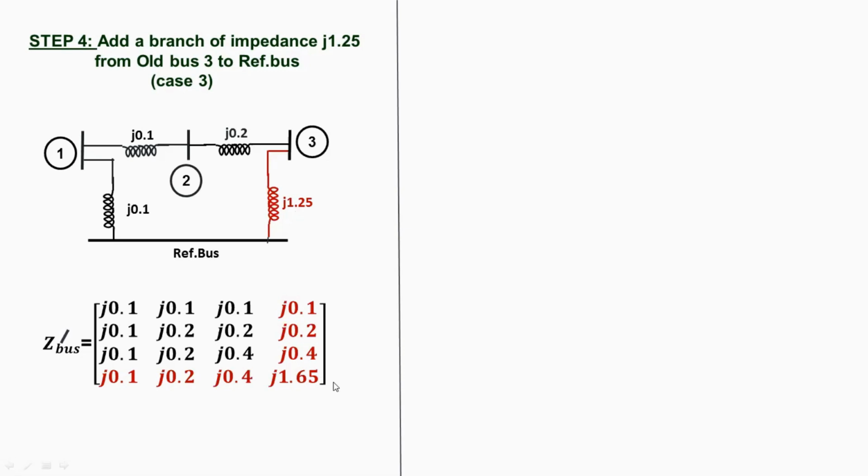Then check the order of the matrix. This is a 4 by 4 matrix, but the number of buses in this equivalent circuit is 3. These two do not match. So this is not the exact Z bus matrix of this network, so I mark it Z bus dash. Now we are going to find the actual bus impedance matrix of this network.